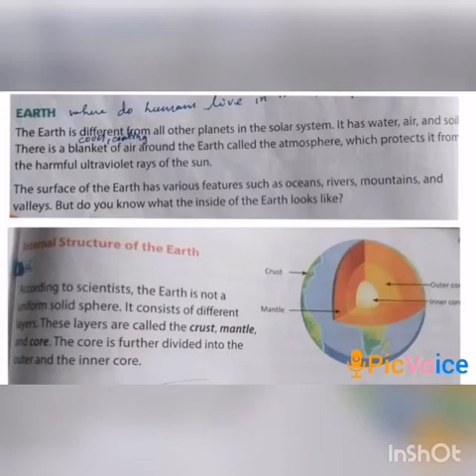The Earth's interior is generally divided into three major layers called crust, mantle and core. The core is also further divided into two, the outer core and inner core.